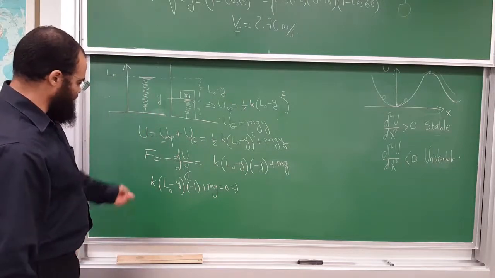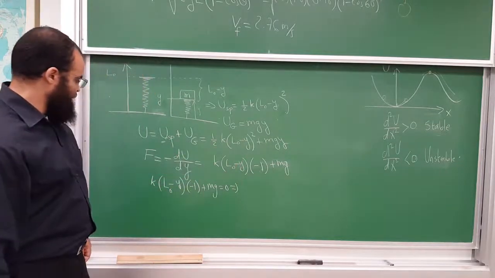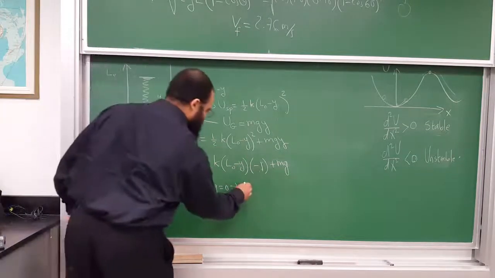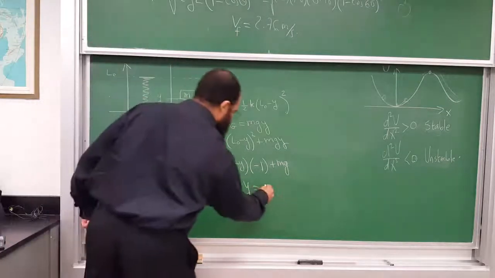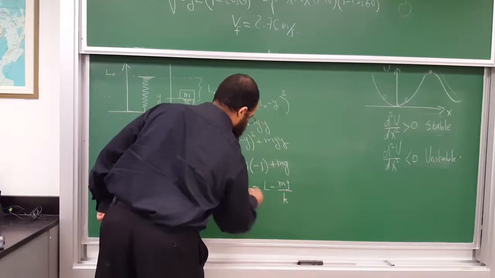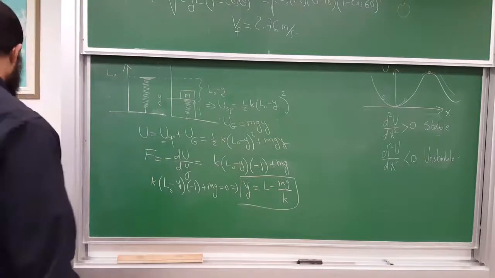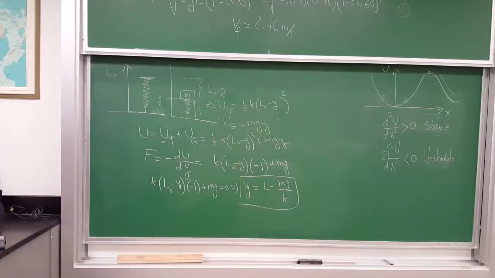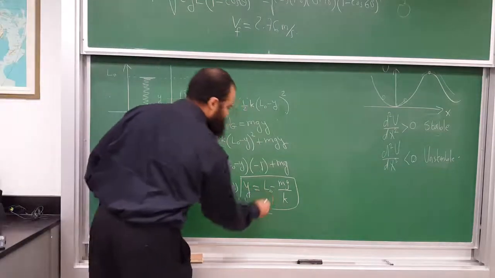So if you solve for y, take this to the other side so the minus sign goes away, and then you will get y equal to what? It will be L0 minus mg over k. That's where it will be in equilibrium. Okay. Let me just make sure I have it correct. L0 minus mg over k, okay.